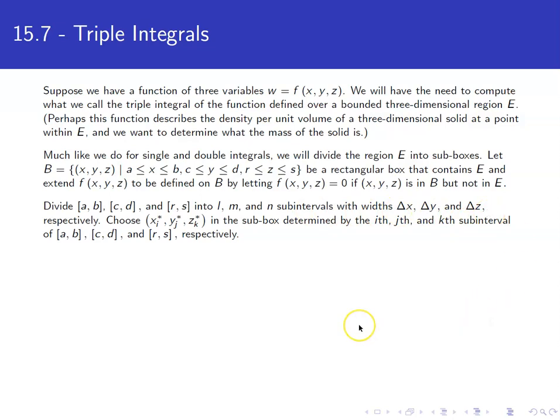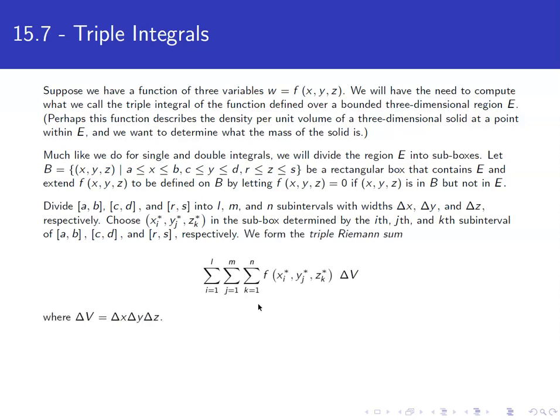Then again, just like what we did for subintervals and rectangles in single and double integrals, we're going to pick a sample point in the sub-box, and I'll denote it X sub I star, Y sub J star, Z sub K star. We're going to make sure that X sub I star is in the ith subinterval for the X interval, likewise for Y sub J star and Z sub K star. Again, we're using this as a sample point, so it can represent any point in that box.